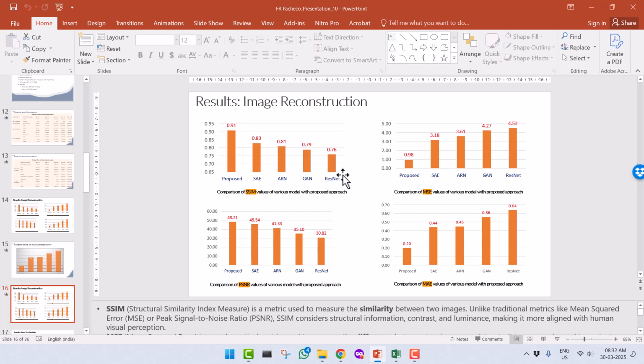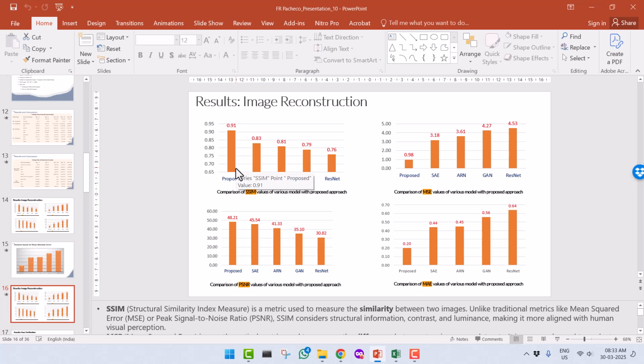We have compared it with four other models as well, including SIE, ARN, GN and ResNet. And as you can see, the average SSIM is the highest for our model. That means the reconstruction is better. Similarity value can vary between 0 to 1. 1 is the perfect reconstruction, 0 is the worst reconstruction.